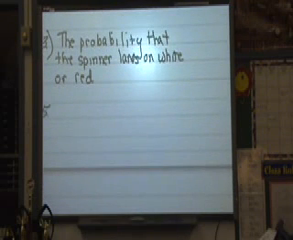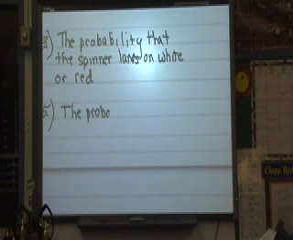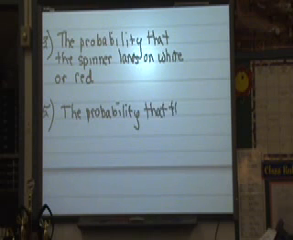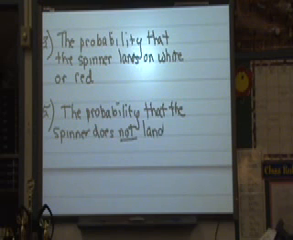Number 5. Emma, what should we write for that one? The probability that the spinner does not land on 4. Okay, 5. 7, Marissa, read that.